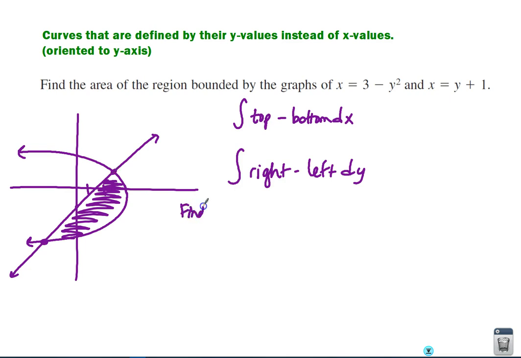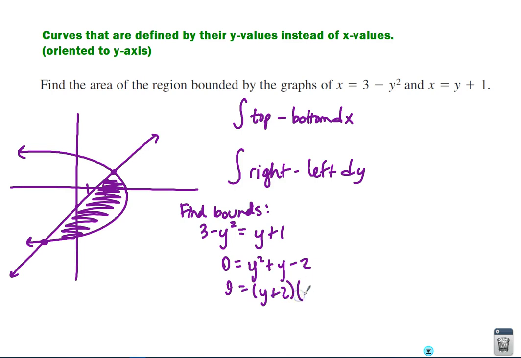So, find bounds. Again, just like we've done in the past, you set them equal to each other. 3 minus y squared. Where is that equal to y plus 1? Okay. I like positive y squared, so I'll move everything to the right here. 0 equals y squared plus y minus 2. So 0 equals y plus 2 and y minus 1. So y equals -2 and 1 are my bounds here. All right, so I've got from -2 to 1.